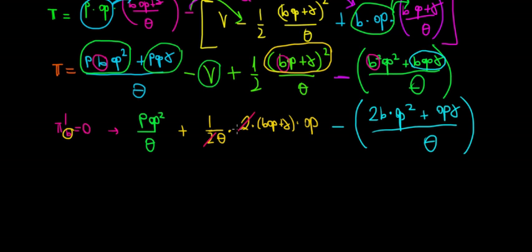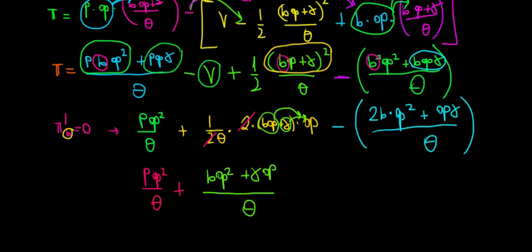Okay, 2 and 2 cancel out, so we're left with p theta squared divided by theta, plus, what do we have over here? We're going to have b times theta, we can open the brackets, so that's going to be b theta squared, plus gamma theta divided by theta. And then we're going to subtract this thing, and we have 2b theta squared divided by theta. And let's open the other term as well. Minus theta times gamma divided by theta. Okay, now we don't have any more space here, so we'll move to the right.